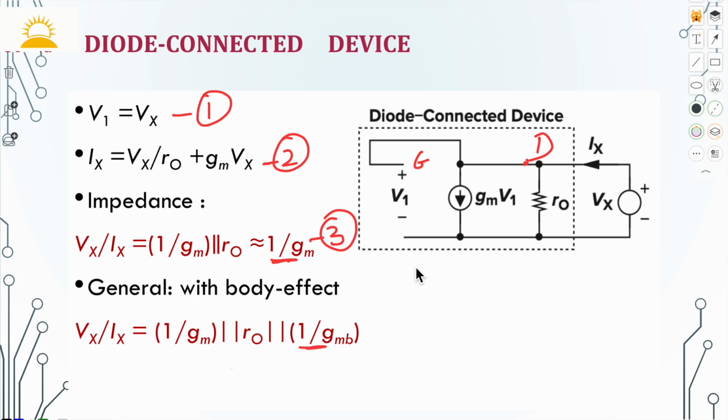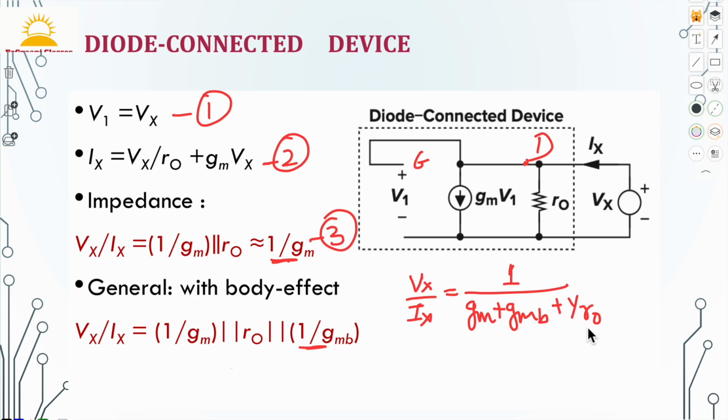Let's solve this equation, and we have Vx upon Ix, all in parallel. So we can write 1 upon gm plus gmb and plus 1 upon ro. I have already told you that ro is in mega ohm, so the value 1 upon ro will be negligible in comparison to gm plus gmb. So we can write it as 1 upon gm plus gmb. So this is the impedance of the diode connected device.